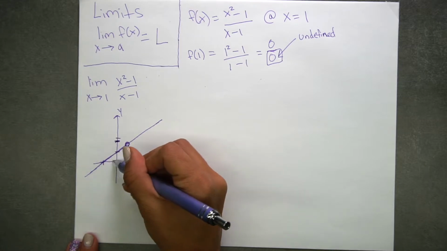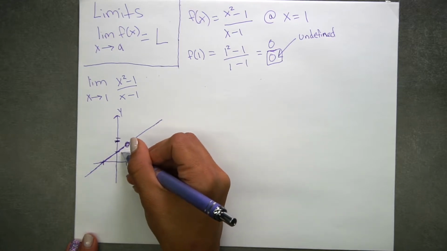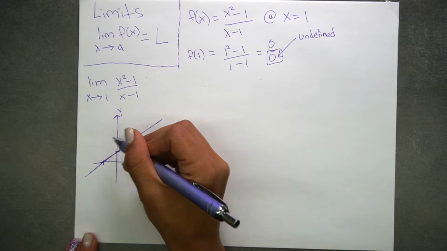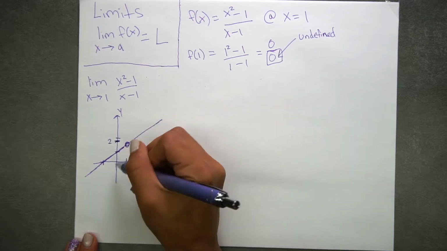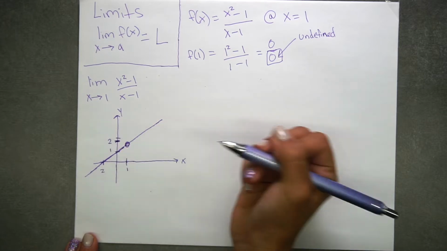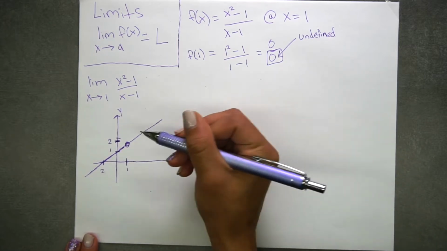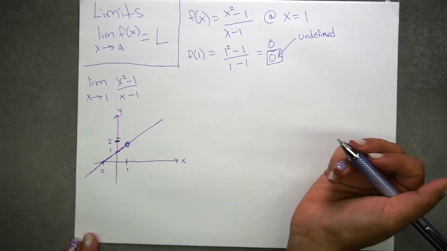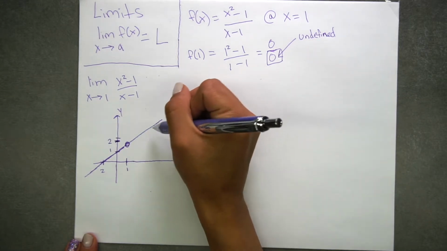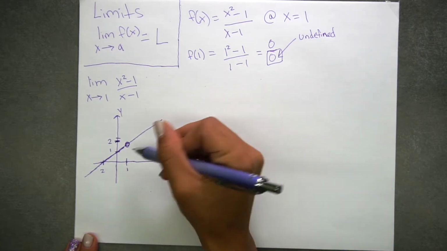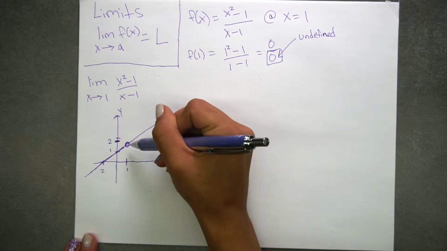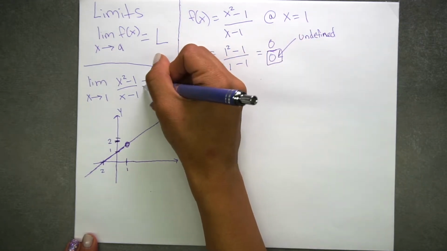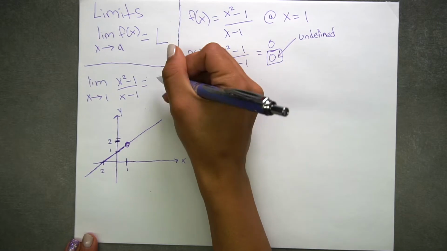So if we look on the left side of the graph, we see that as we get closer and closer to x equals 1, it's about 2. So this is a 2 right here. At some number a little tiny bit smaller than 1, it's about equal to 2. And from the right side of the graph, as it approaches 1, some number a little tiny bit bigger than 1 is about equal to 2. So we can say that the limit of our function as x approaches 1 is equal to 2.